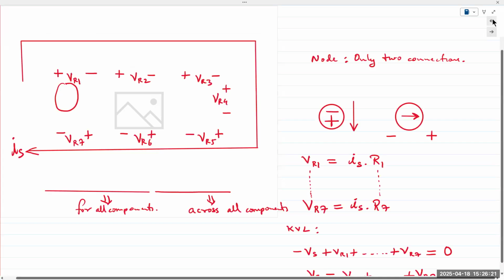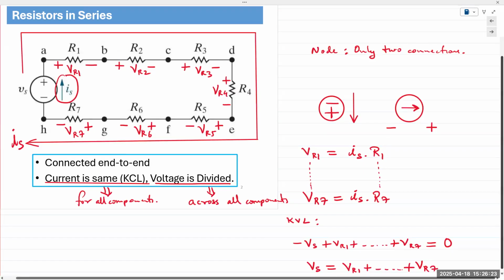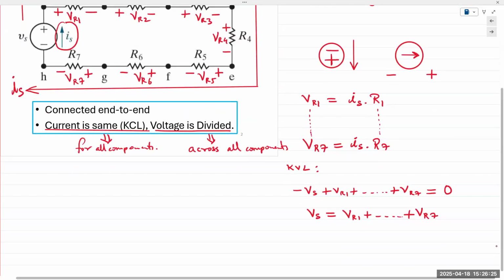So going back to that first slide, we have this equation from KVL: Vs is equal to VR1 plus VR2 and so on and so forth. Well, VR1 can be represented as Is times R1. So we get Is times R1 plus Is times R2 plus Is times R3 all the way until Is times R7.